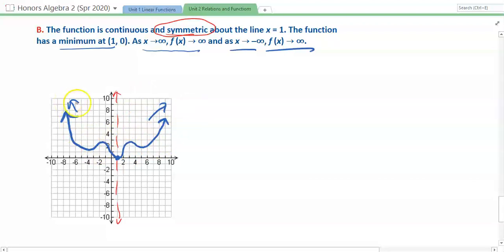But the key is that the end behaviors must match. As x went to positive infinity, the y had to go to positive infinity. And as the x went to negative infinity, y is going to positive infinity.